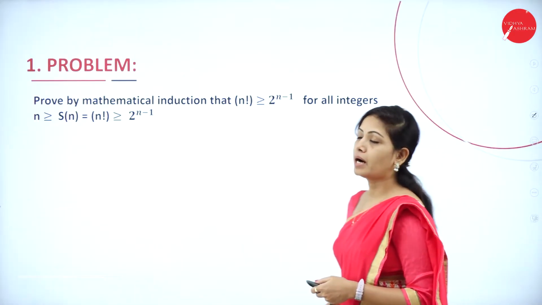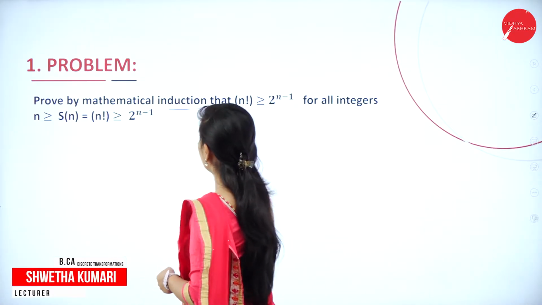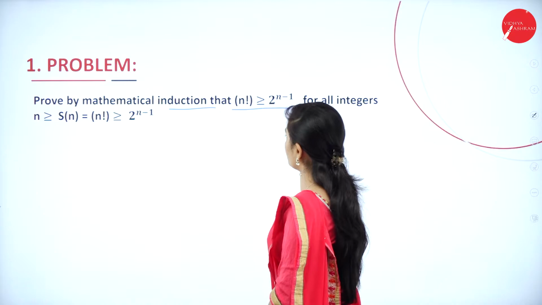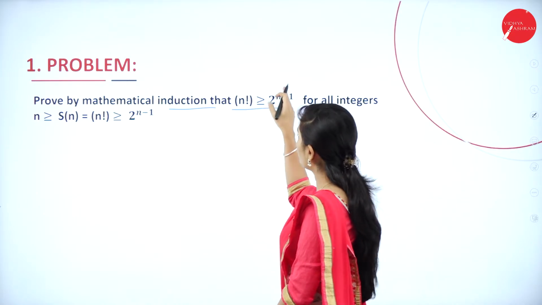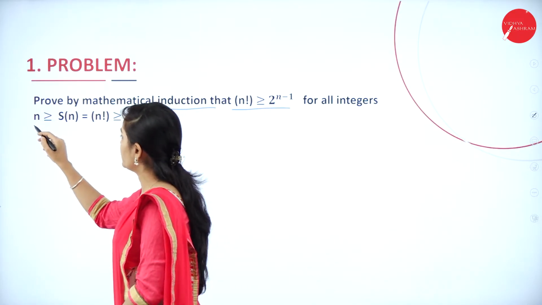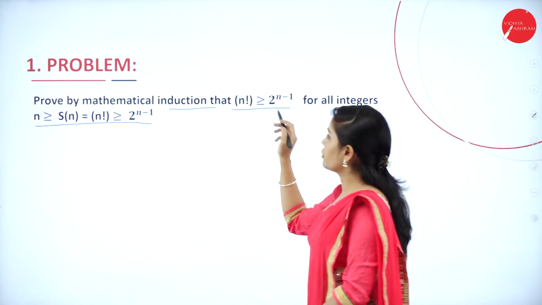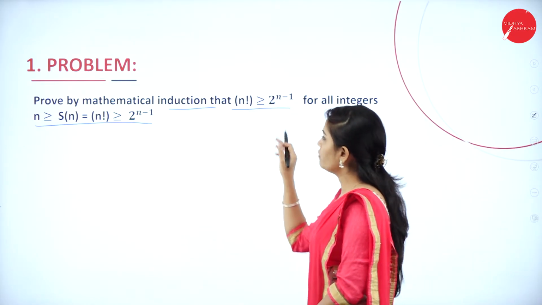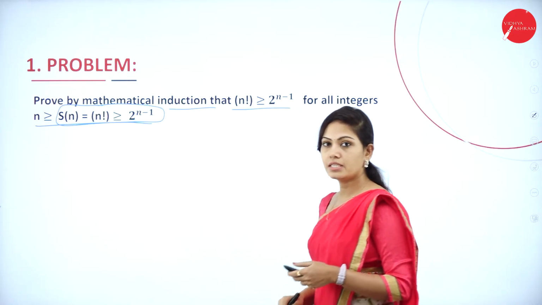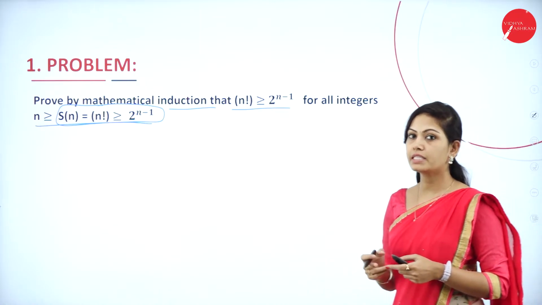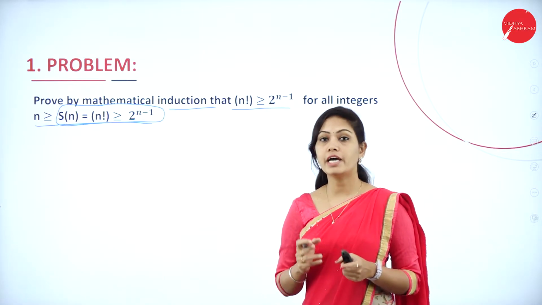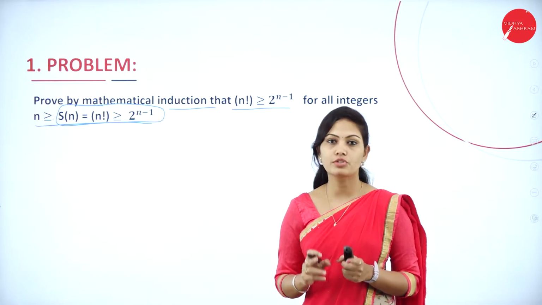So the first problem in mathematical induction: prove by mathematical induction that n factorial is greater than or equal to 2 power n minus 1 for all integers n greater than or equal to 1. So here we have factorial. The first step is we have to prove that n is equal to 1 is true, the second step is we have to prove that n equals k is also true, and finally, we have to prove that k plus 1 is also true.